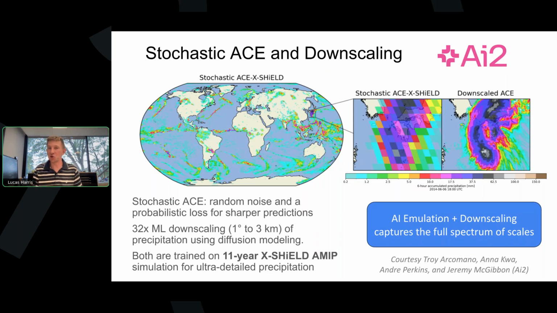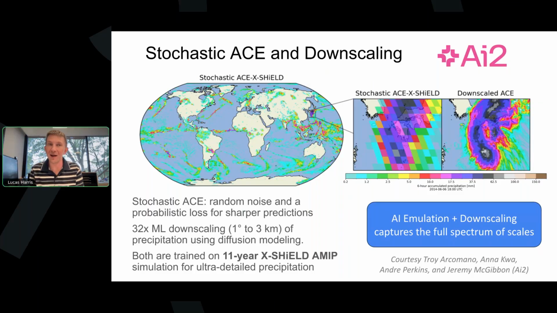So the stochastic model can sharpen that up at 100 kilometer resolution, 1 degree. They're already doing a pretty good job emulating our new X-SHiELD 11-year AMIP simulation, a very frontier data set. But if you want to fill in all the scales, you can do that too using the ML downscaling that AI2 has just developed, which goes from 100 kilometers all the way down to 3 kilometers, a factor of 32. Trained on our X-SHiELD output to really give you the full spectrum of scales. This is more excellent work, and new results are coming out seemingly every day on this excellent effort. So we're really excited to see where they're going with this.